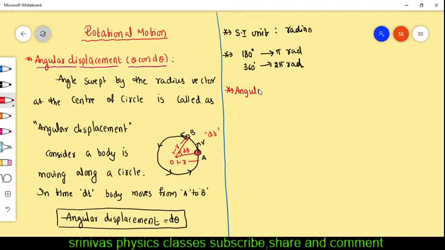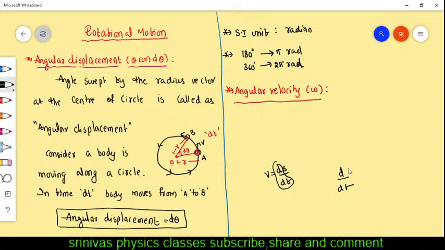Next, angular velocity. What is angular velocity? Angular velocity is omega. Angular velocity means rate of change of angular displacement. Actually, what is the velocity definition? Velocity is the rate of change of displacement. This d by dt is called rate of change of. S is the displacement. Here angular velocity is the rate of change of angular displacement.